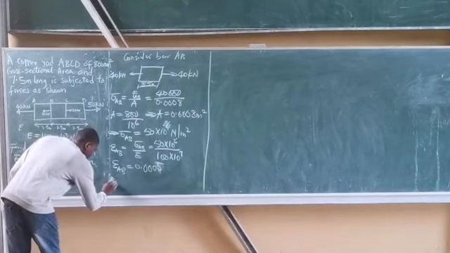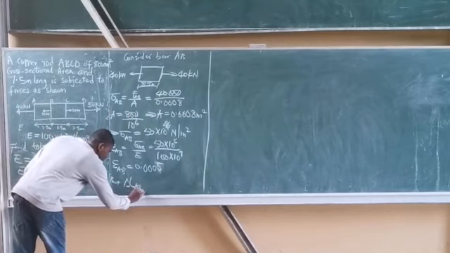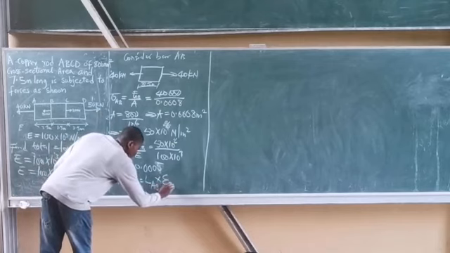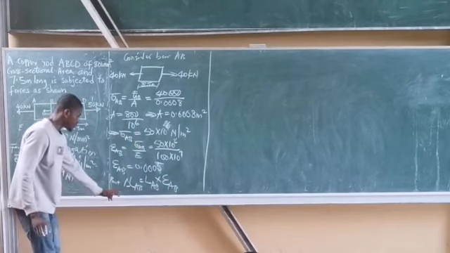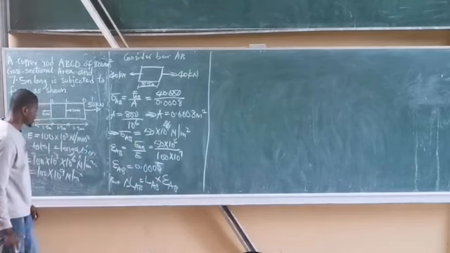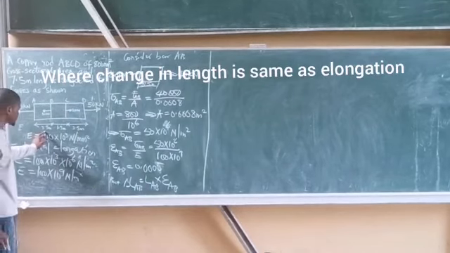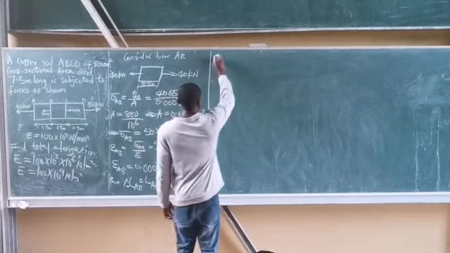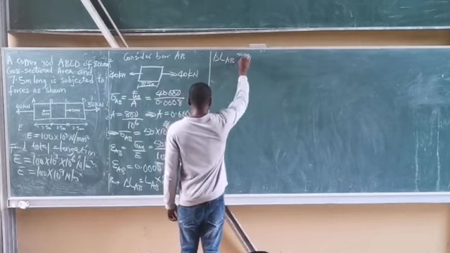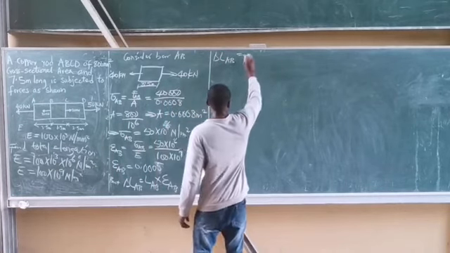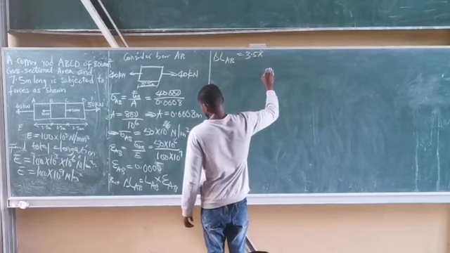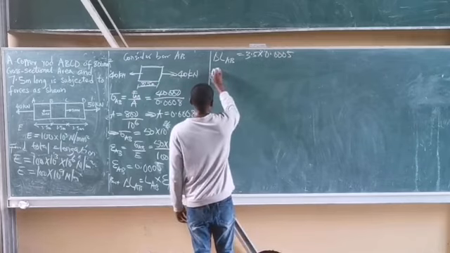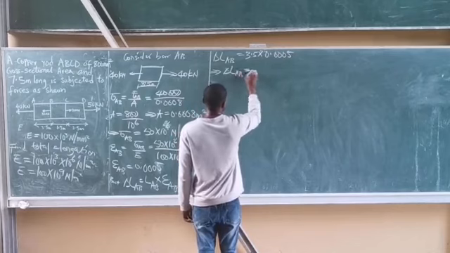But elongation, the change in length in portion AB, is simply the length of portion AB times the strain of portion AB. The total length of portion AB is 3.5 meters. So the change in length of portion AB is equal to the length of portion AB, 3.5, times the strain, 0.0005.